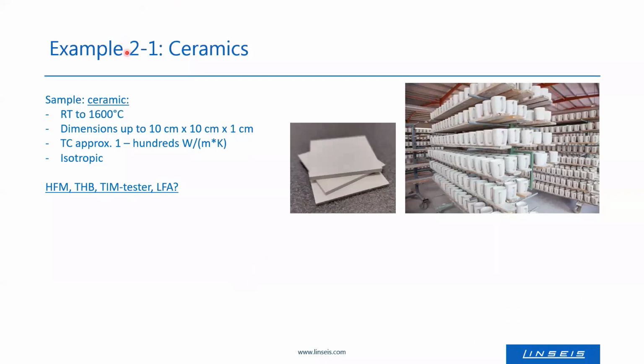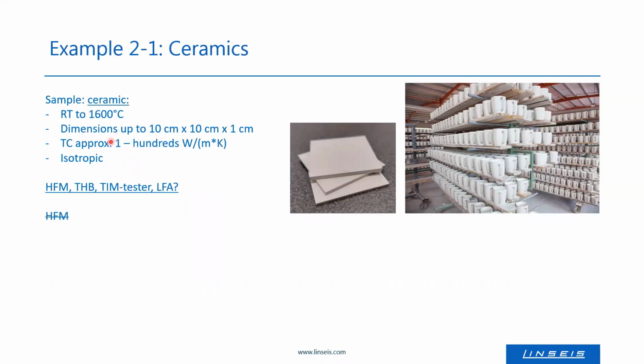Let's have a look at 2 examples for ceramics. Ceramic may have high application temperatures exceeding 1500 degrees. Sample size may be the same as for the polymers. Thermal conductivity, depending on the material structure and composition, may vary from 1 to hundreds of watt per meter and Kelvin. And in this first example, the material is considered to be isotropic.